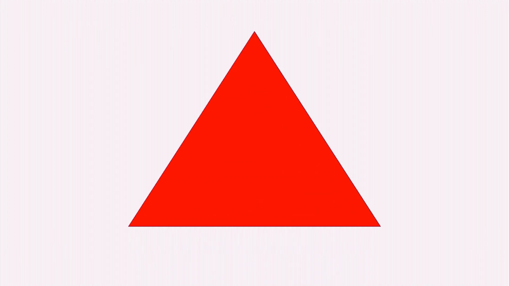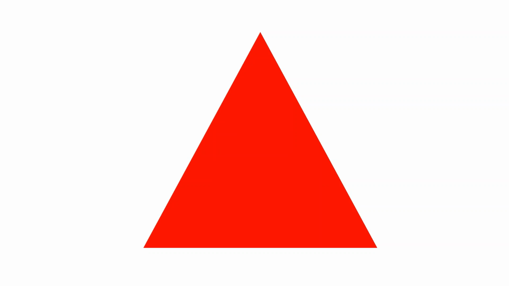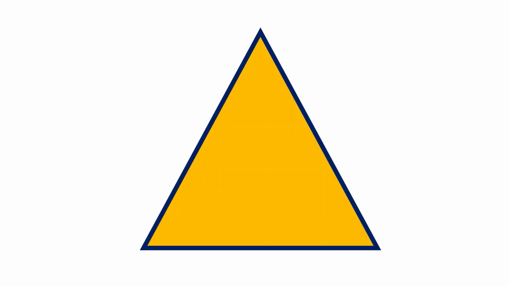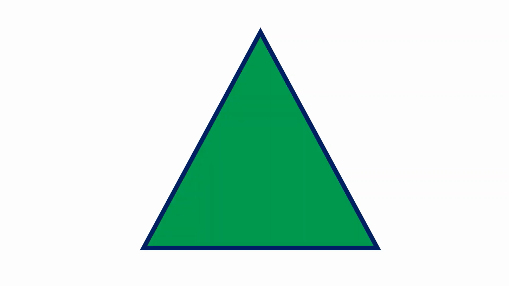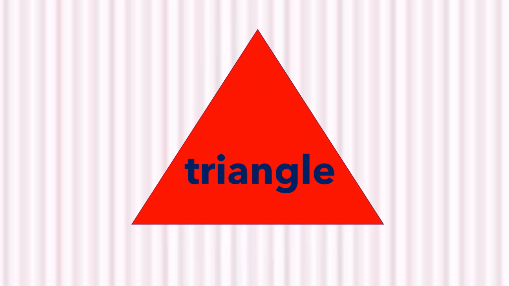A triangle has three sides. Let's count them. 1, 2, 3. Big triangle, small triangle, red triangle, orange triangle, yellow triangle, green triangle, blue triangle, purple triangle. This hat is in the shape of a triangle. The triangle.